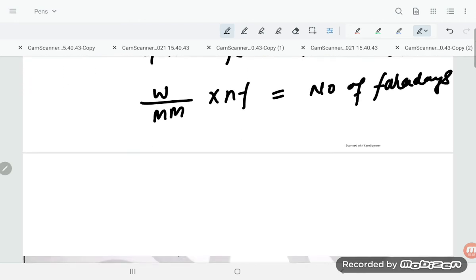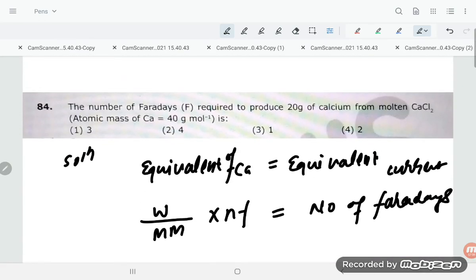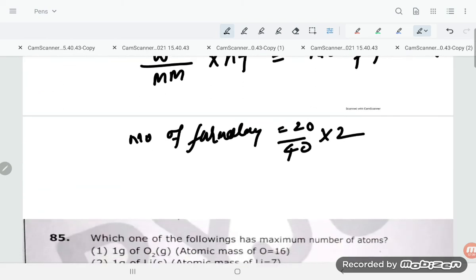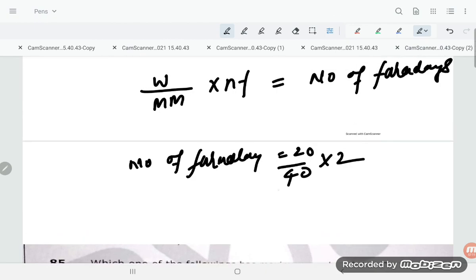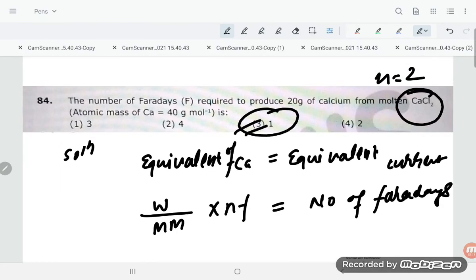Number of Faradays, if you are calculating the number of Faradays, so given mass 20, molar mass 40, the n factor of calcium chloride is 2. If you solve it out, how much is that? That is 1. So the number of Faradays is coming to be 1. So the required answer is option number three.